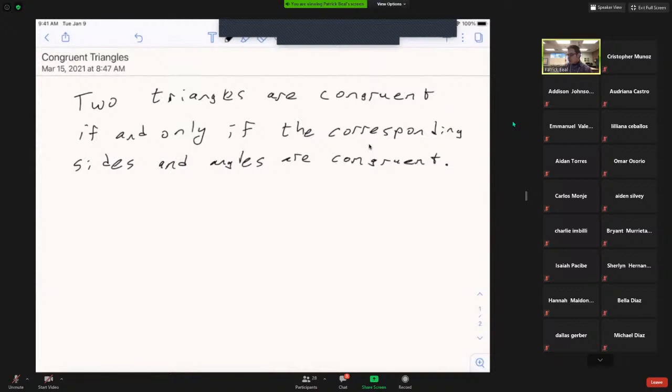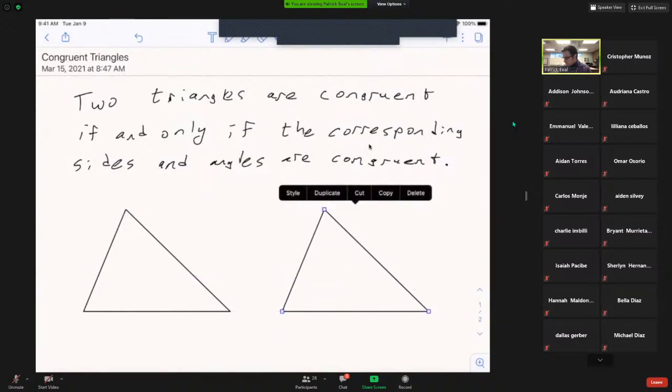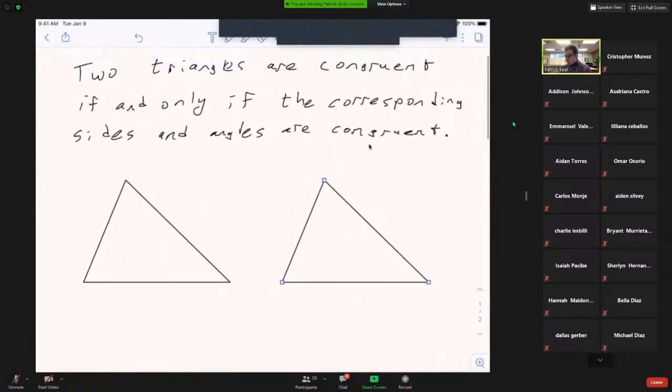So two triangles are congruent if and only if the corresponding sides and angles are congruent. So what do I mean by that? What does that mean? Well, imagine we have a triangle here, and we've got another one right here next to it. These are obviously congruent. They are exactly the same size, exactly the same shape.